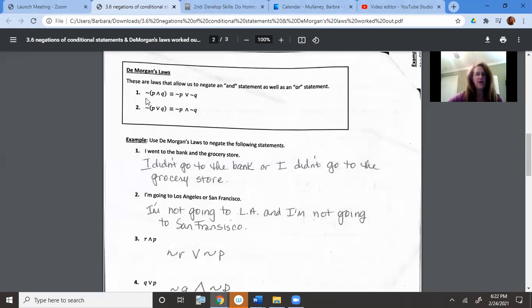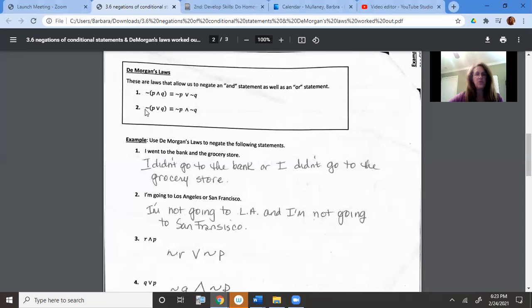So if we have, as number one, the negation of P and Q, we can actually negate both the P and the Q and flip the and sign to an or. So we have the negation of P or the negation of Q. So it's essentially distributing the negation to each letter and flipping the sign in the middle.